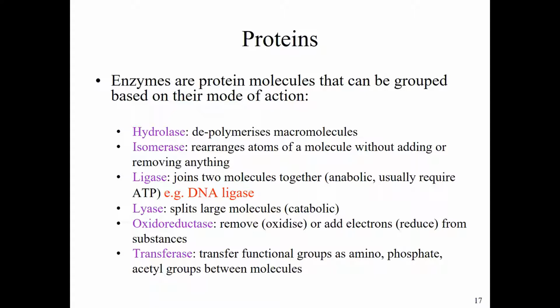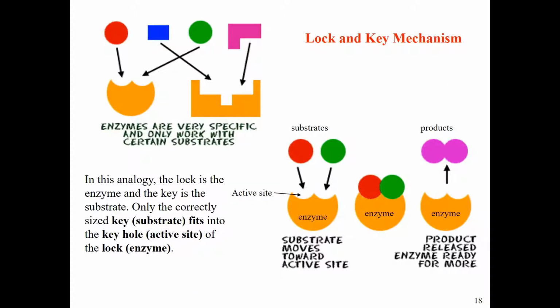Enzymes are grouped based on their mode of action. So they are named based on what they do. For example, hydrolase depolymerizes macromolecules. Ligase, what does it do? It ligates. Ligates means to join. So it ligates two DNA molecules together. Oxidoreductase removes or adds electrons. So the names are based on their functions or their mode of action.